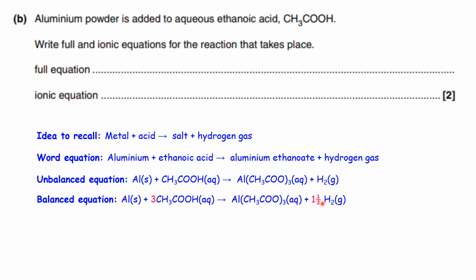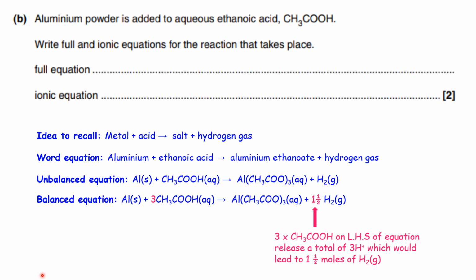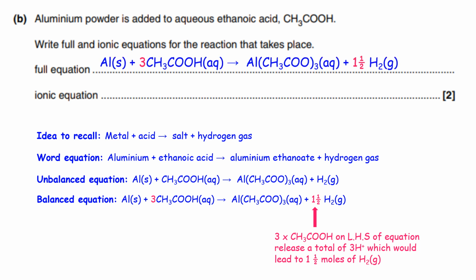Now let's explore why it's 1.5 H2. Well, if you take 3 ethanoic acids on the left-hand side of the equation, it's this hydrogen here, where I've put my highlighter, which will actually dissociate. If you've got 3 of them, that means 3 moles of H+ will dissociate from 3 moles of ethanoic acid. That would lead to 1.5 moles of hydrogen gas. So that's what you put up at the top.